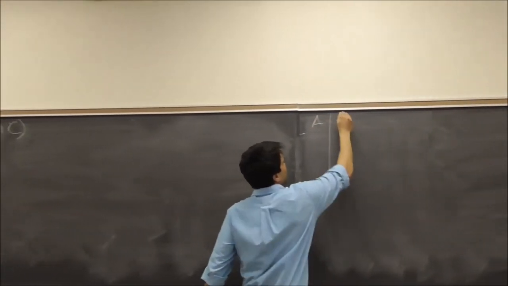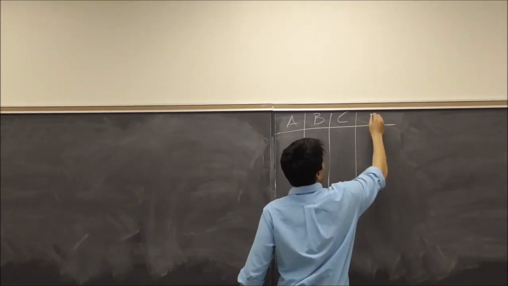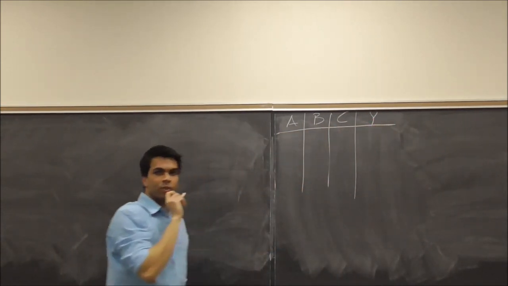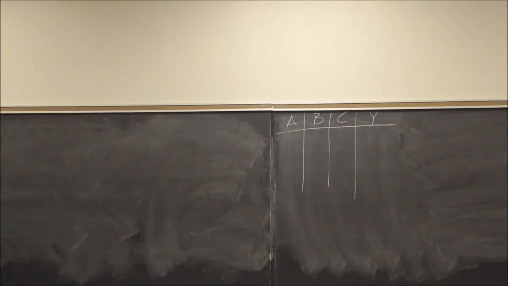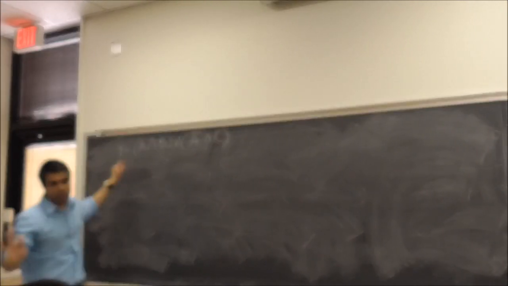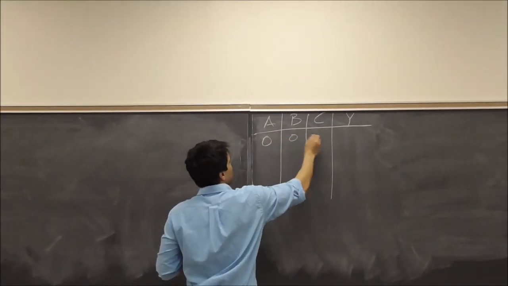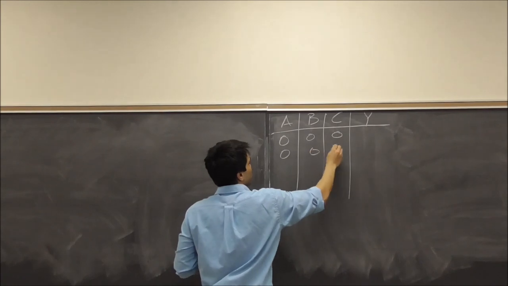You have three features, A, B, C, and there's a Boolean concept Y that you're trying to learn. Here's a deterministic mapping from your features to that concept. There's no noise in your system right now. It's just an illustrative example. You can write down 0, 0, 0, the entire truth table.